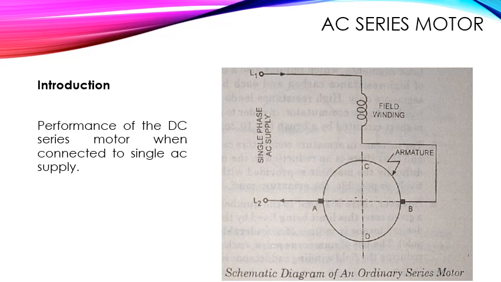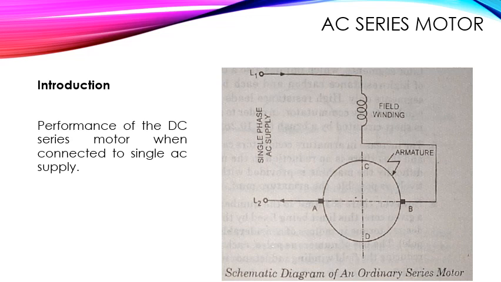So the result would be destructive sparking if measures were not taken to limit the current passing between segments short-circuited by the brushes. So these are the reasons an ordinary DC series motor connected to single-phase AC supply will not operate satisfactorily.